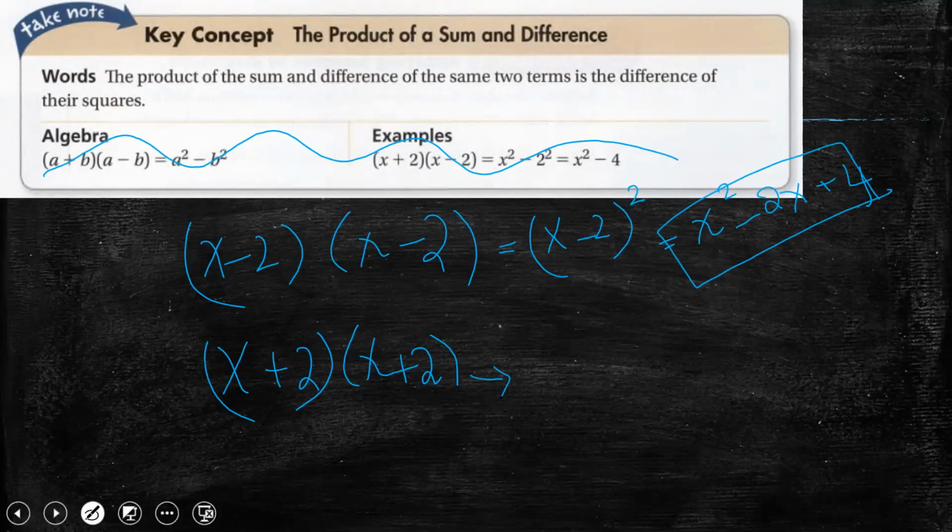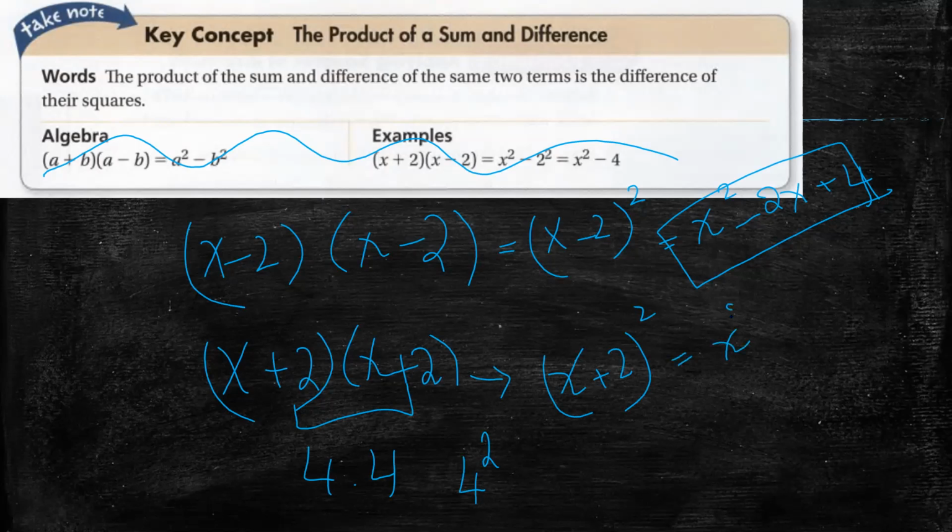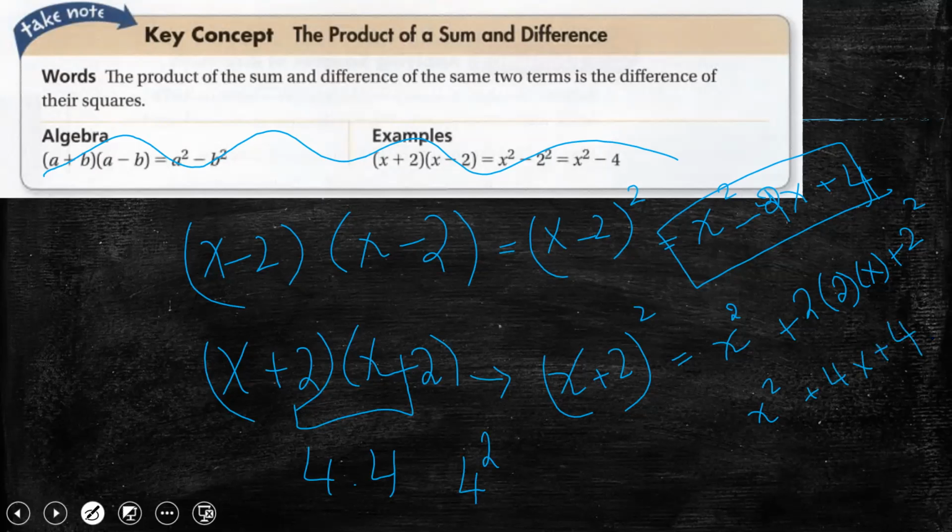If we have a plus and they are the same, like 4 times 4, you can write it as 4 squared. So x plus 2 times x plus 2, you can write it as x plus 2 squared. Then you write it as the first function squared, plus 2 times the first one times the second one, plus the last one squared. It comes as x squared plus 4x plus 4.